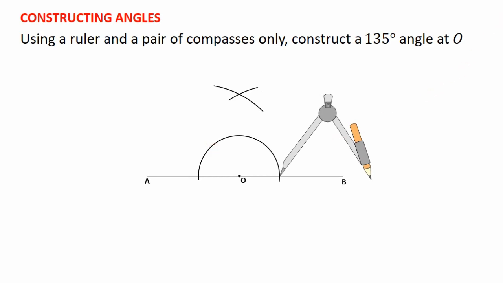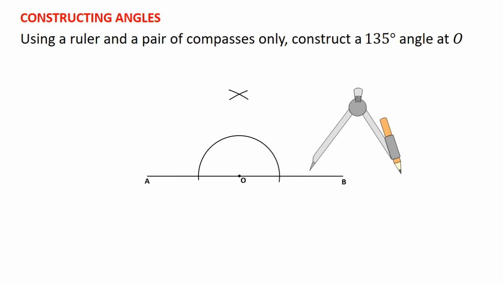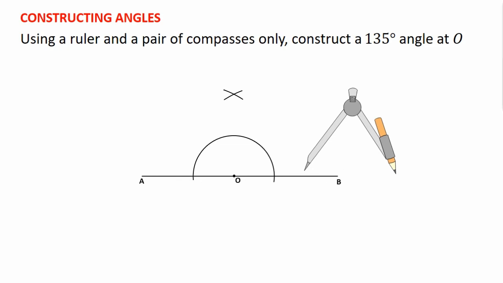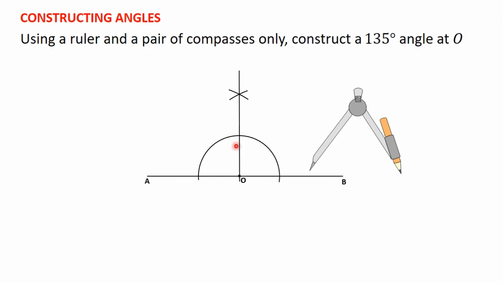I'm going to clean some parts of the arc so that it becomes very clear. So we have this point, which is the point of intersection of the two arcs, and point O. We will join these 2 points to get the 90 degrees angle we are looking for. So pick your ruler and your pencil and join these 2 points. Now we have the 90 degrees angle.